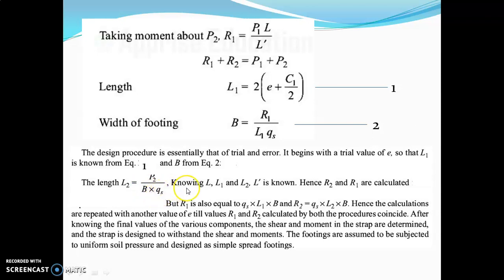So now you know how to calculate L1 and L2. Based on this, L dash can be calculated, and hence R1 and R2 can be calculated. So R1 is equal to B into L1 into QS, and R2 is equal to QS into L2 into B.